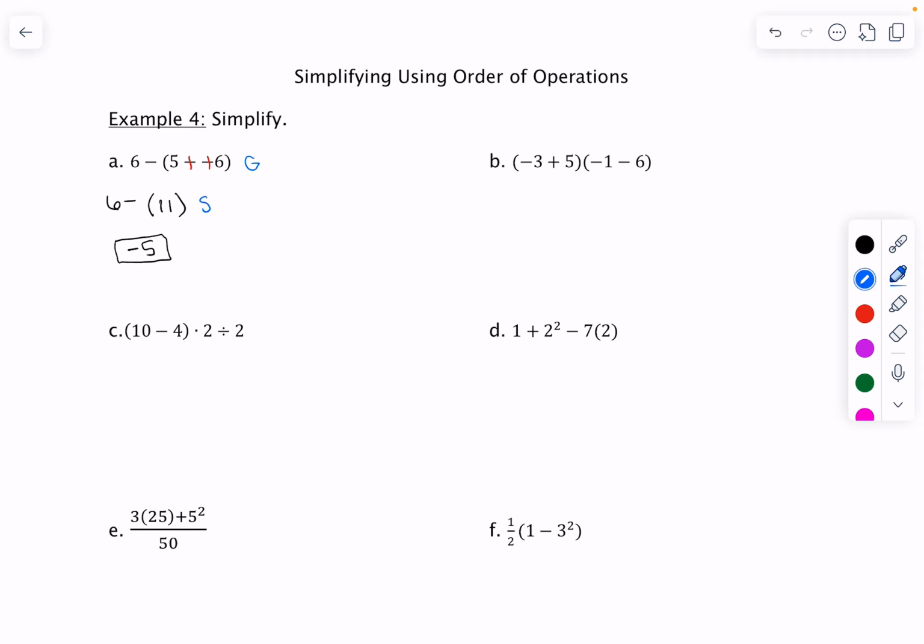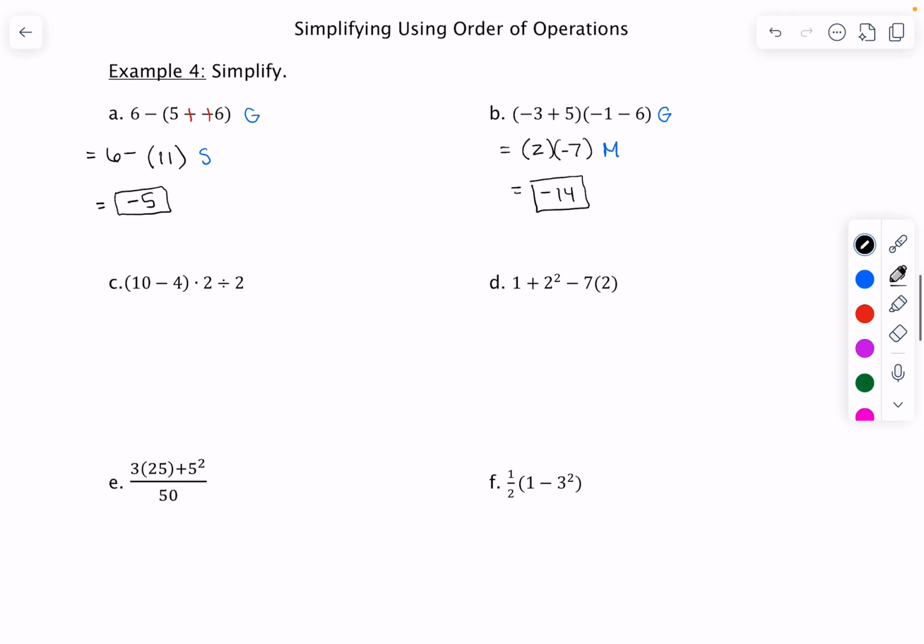Letter B, I've got two groups here, so I'm going to do both of those groups first. So negative 3 plus 5 gives me positive 2, and I'm going to leave that in the parentheses. And negative 1 minus 6 gives me negative 7. Put little equal signs here. Okay. And then now my next step is going to be multiplication. So 2 times negative 7 is negative 14.